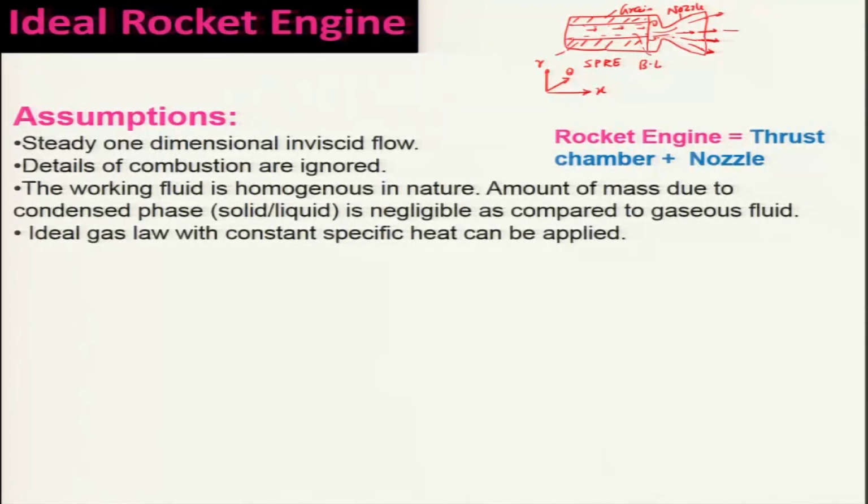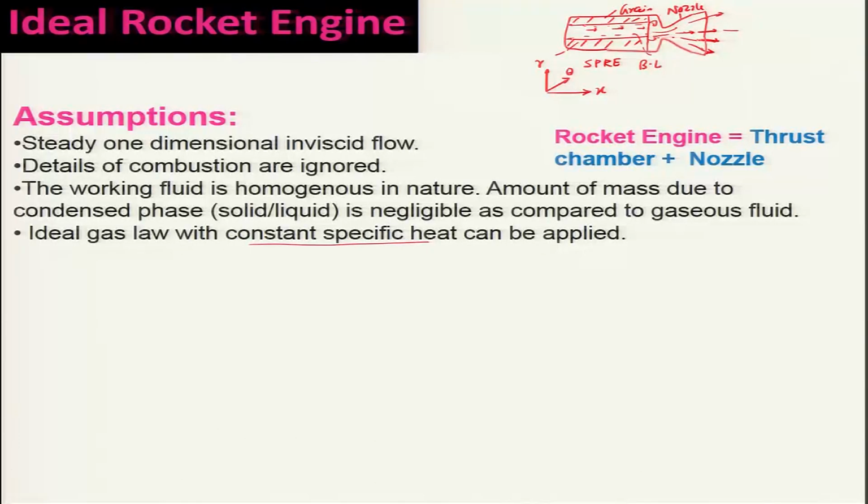An ideal gas law with constant specific properties can be considered for this analysis. As I told earlier, we can assume the gas to be ideal, as the temperature here will be of the order of 3000 Kelvin, and pressure is moderate, not very high, so the ideal gas law will not be violated. And we will be using constant specific heat for the analysis of the rocket engine, but keep in mind that it cannot really remain constant because the temperature will be changing all the time.